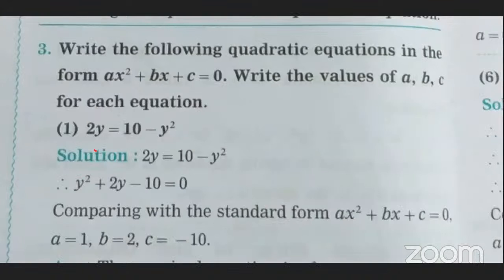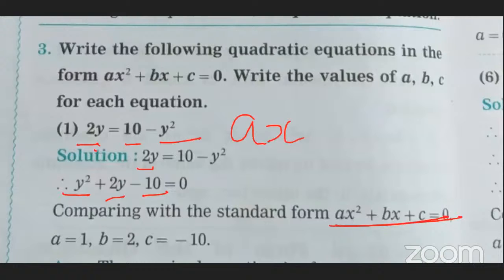Question number 3. Write the following quadratic equation in the form of ax square plus bx plus c equals to 0. Write the value of a, b, c for each question. 2y equals to 10 minus y square. Comparing, we will compare this. So y square comes first, second 2y, and then minus. Like the standard form of the quadratic equation like this, ax square plus bx plus c equals to 0. We will arrange it in this form, then we write the value of a, b, c.